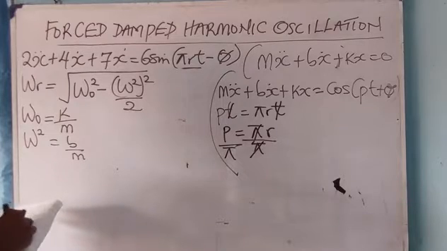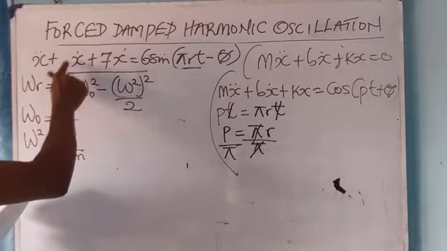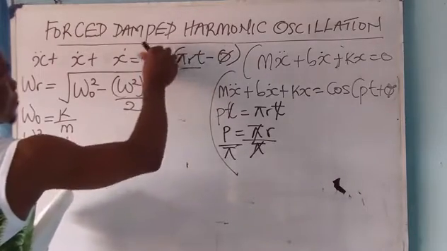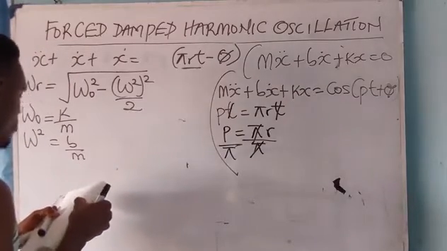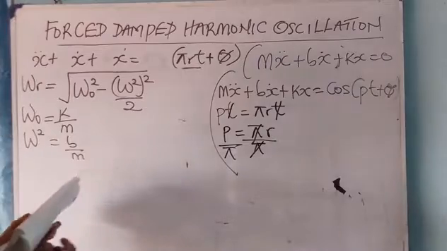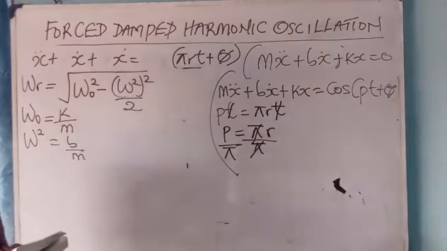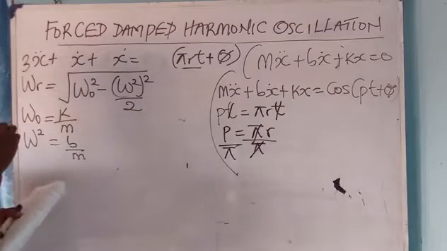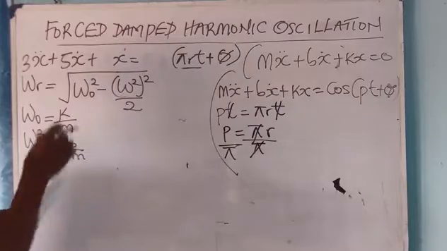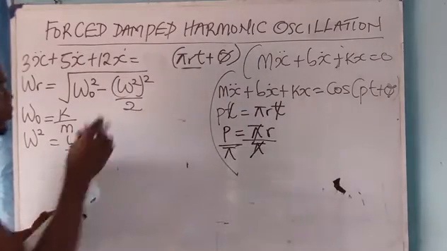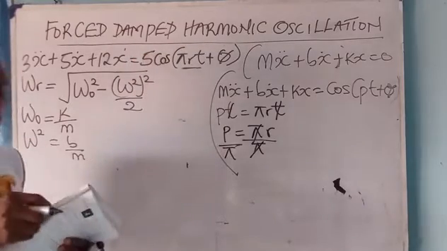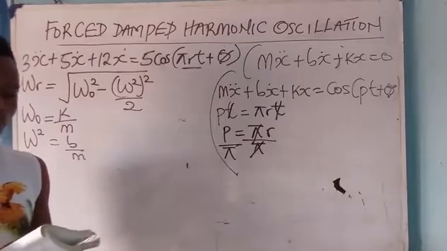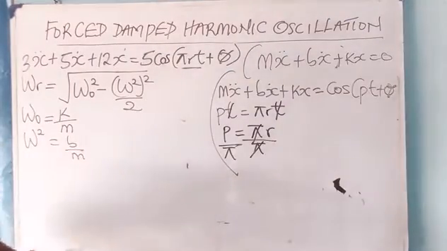So let me see the value they give us here. Okay, 3. So I'll remove these ones. Then they said 5 cos theta, so I'll remove this one. Then they said pi r t plus phase angle. So they said the equation of motion of a point mass, you have 3x, you have 5x, and you have 12x, then equals 5 cos pi r t plus phase angle. Now they said find the value of r at maximum displacement of the particle. It is easy peasy.